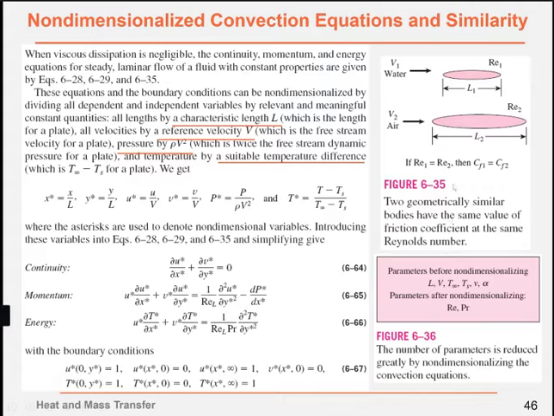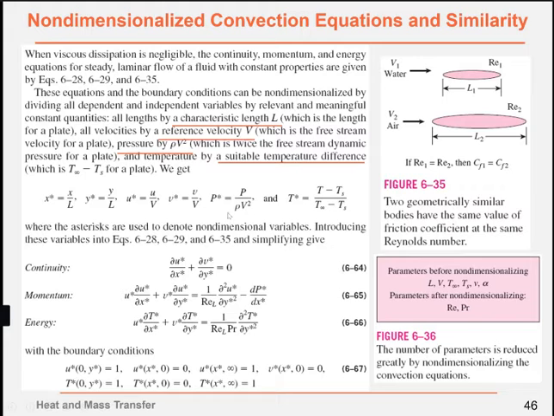And you can see this is an example for that. Two geometrically similar bodies have the same value of friction coefficient at the same Reynolds number. You can see this similarity: L and V, velocity, and the Reynolds number is equal. Then the friction coefficient is equal.